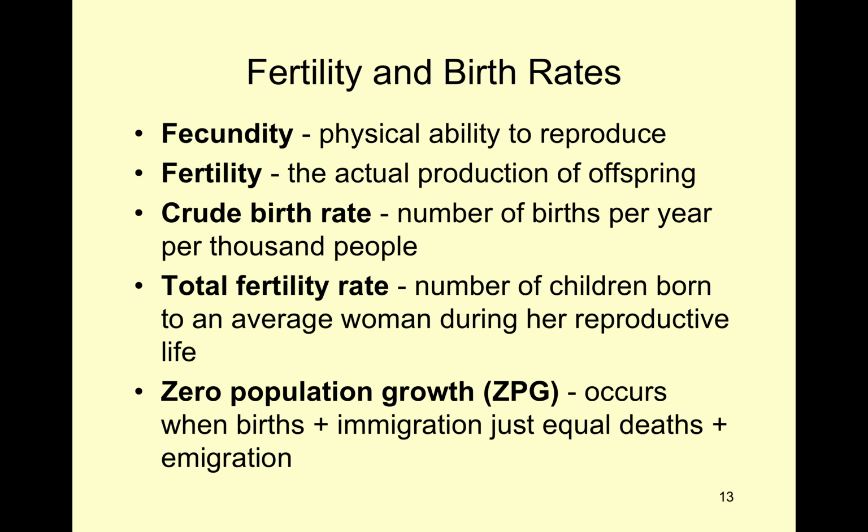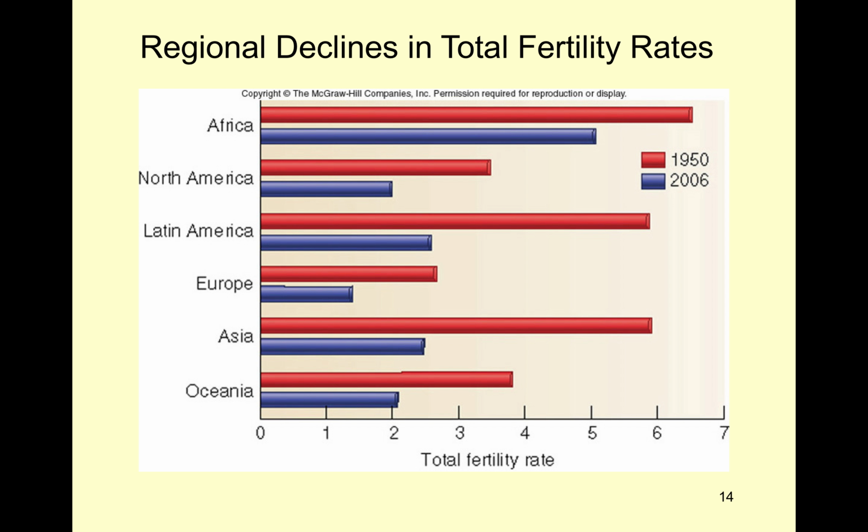Fertility, the actual production of offspring. Crude birth rate is just a ratio of births per thousand, and total fertility rate is the number of children born to an average woman. Okay, and we'll look at that in more detail on this chart here. So look at this.